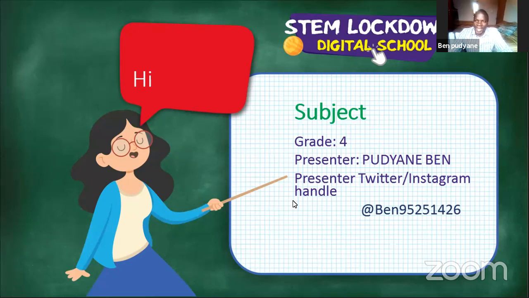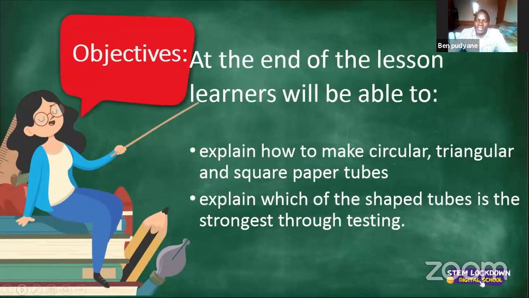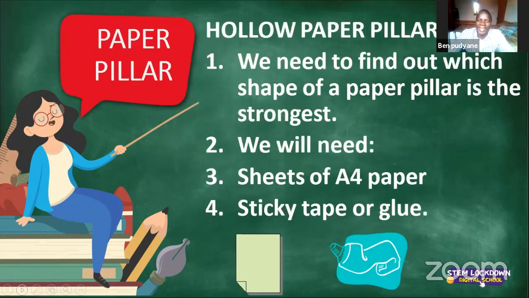We can move to the next slide. Yes, I'll ask Mr. Kalis to move to the next slide. Those are our objectives that I've just told you: you must be able to make circular, triangular, and square paper tubes, and you must be able to explain which of the shaped tubes is the strongest through testing. You are going to test, and at the end, you will see which one is the strongest.